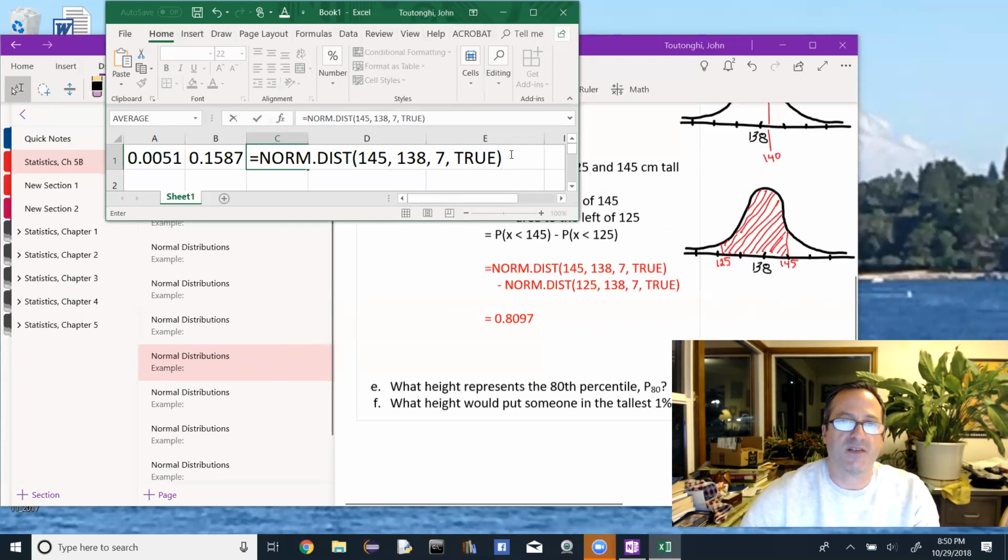I might do that first one and then copy it, and then go up above here and subtract it off. Paste it in, and then change the second value of 145 to 125. So you can see upstairs here what I have typed into my formula bar. If you don't have your formula bar, you can click on this FX thing and it should show you, or you can go up to View.